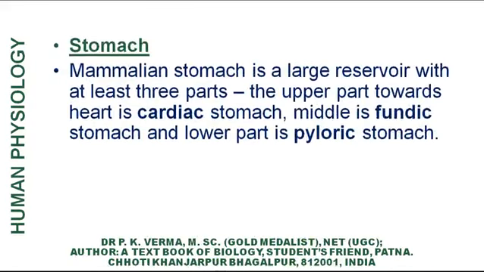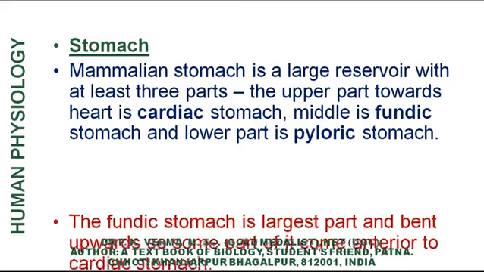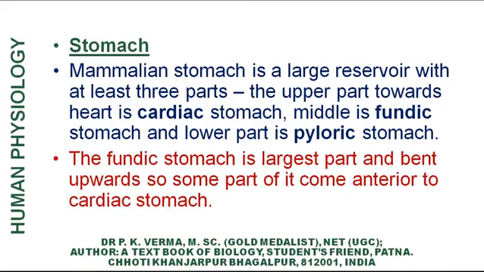Mammalian stomach is a large reservoir with at least three parts. The upper part towards the heart is the cardiac stomach, a small part. The middle is the fundic stomach, a very big part. And the lower part is the pyloric stomach. The fundic stomach is the largest part and bends upward, so some part of it comes anterior to the cardiac stomach.